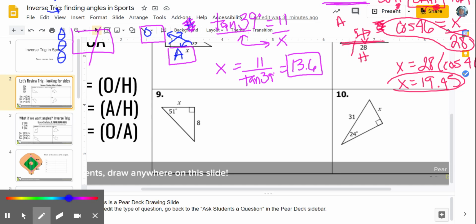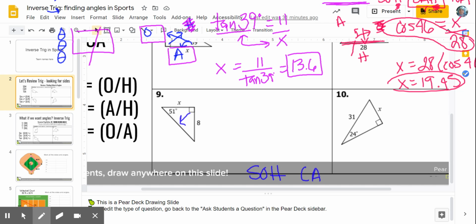So what about 9? Do I use sine, cosine, or tangent there? Does it have a hypotenuse? Or is it missing the hypotenuse? So if it's missing the hypotenuse, I can't use that one. So I can't use sine or cosine. I've got to use tangent. And then how do I decide if it's x over 8 or 8 over x?